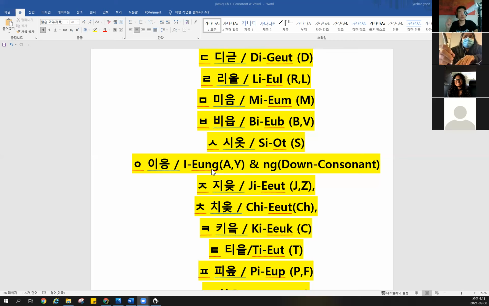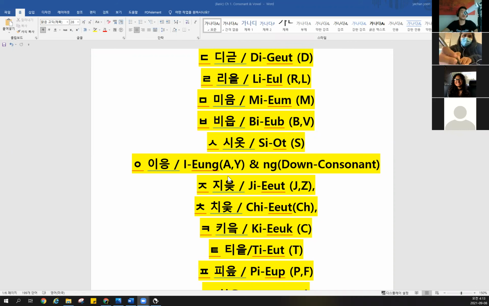But we don't know when it's going to go to the down consonant, all those kinds of things. But in the future, we're going to learn about that one. So please memorize it. Please just remember and memorize that. Okay, so it can sound like this, but if they go to the down consonant, the sound is going to change. So you can just memorize that generally.